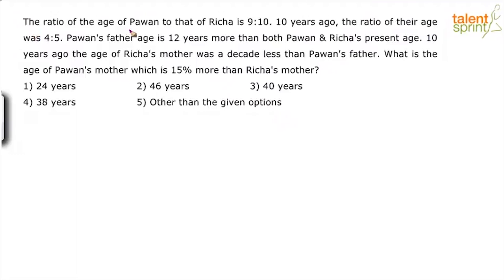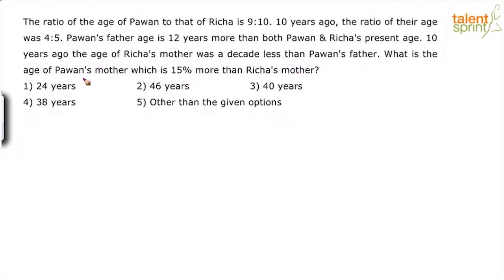The ratio of the age of Pawan to that of Richa is 9:10. 10 years ago, the ratio of their age was 4:5. Pawan's father's age is 12 years more than both Pawan and Richa's present age. 10 years ago, the age of Richa's mother was a decade less than Pawan's father. What is the age of Pawan's mother, which is 15% more than Richa's mother?